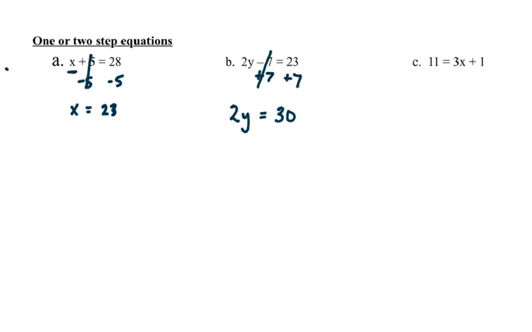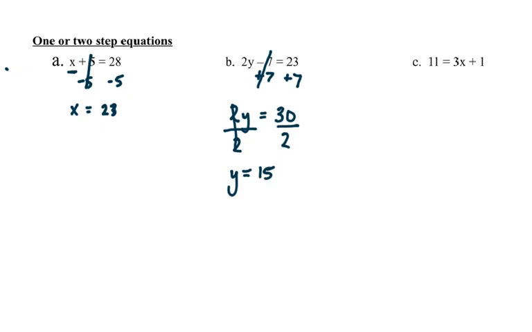That's 23 plus 7. And then to undo this 2 times y, we need to divide, because that's the opposite of times. And we'll divide by 2. Cancels here. y equals 15.